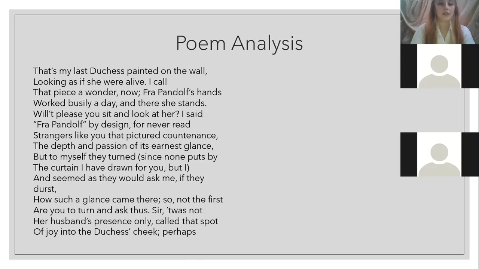I've done the poem in two halves. So this is the first half. That's my last Duchess painted on the wall, looking as if she were alive. I call that piece a wonder now, for Frà Pandolf's hands worked busily a day, and there she stands. Will't please you sit and look at her? I said, Frà Pandolf by design, for never read, strangers like you that pictured countenance, the depth and passion of its earnest glance, but to myself they turned, since none puts by the curtain I have drawn for you, but I, and seemed as they would ask me, if they durst, how such a glance came there; so, not the first are you to turn and ask thus.